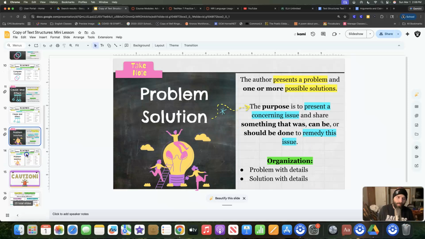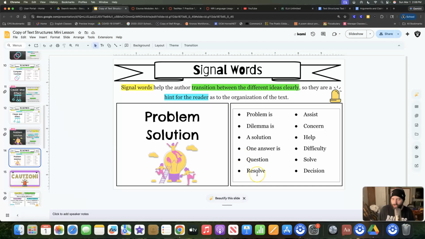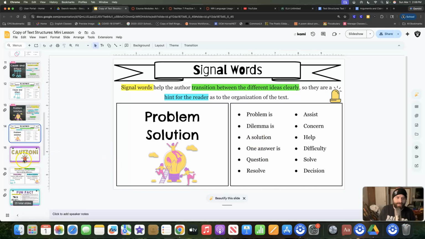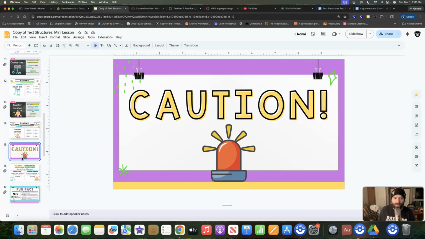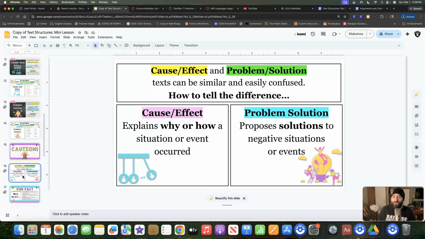Okay? Problem and solution. There should be the word solve, there should be a word remedy, something along those lines. You need to see that. And that's where the caution comes into play. So, cause and effect and problem solution text can be similar and easily confused. How to tell the difference. Cause and effect explains why or how a situation or event occurred. Problem solution proposes solutions to negative situations or events.